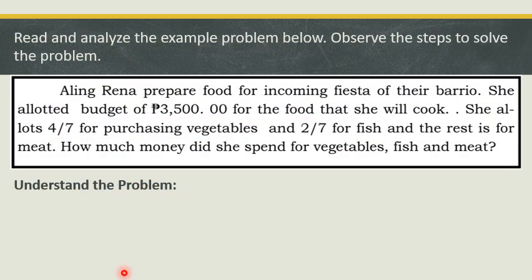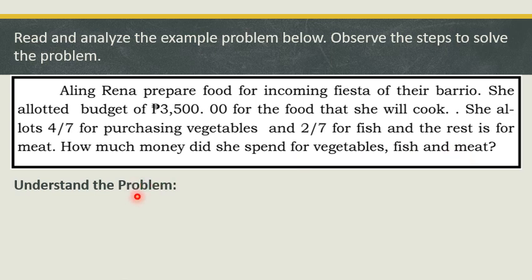So, let us read and analyze the example problem below. Observe the steps to solve the problem. So, Aling Rena prepared food for the incoming fiesta of their barrio. She allotted a budget of 3,500 pesos for the food that she will cook. She allots 4/7 for purchasing vegetables and 2/7 for fish, and the rest is for meat. How much money did she spend for vegetables, fish, and meat?